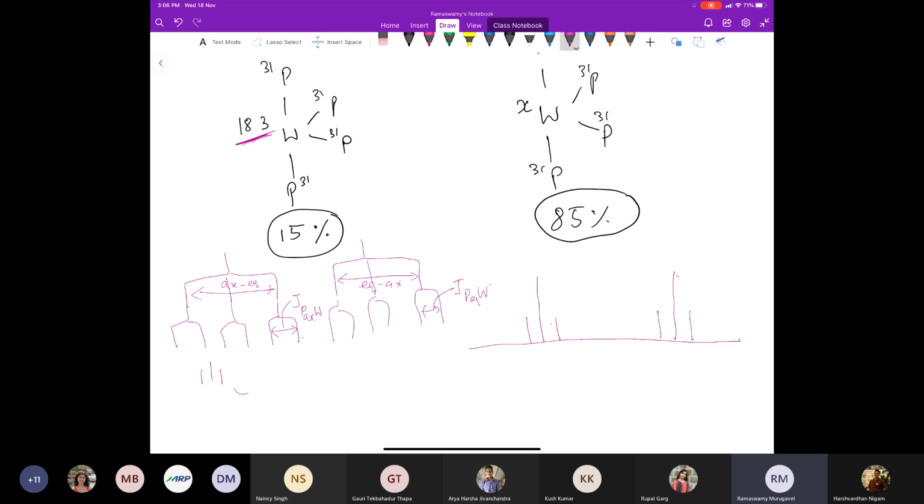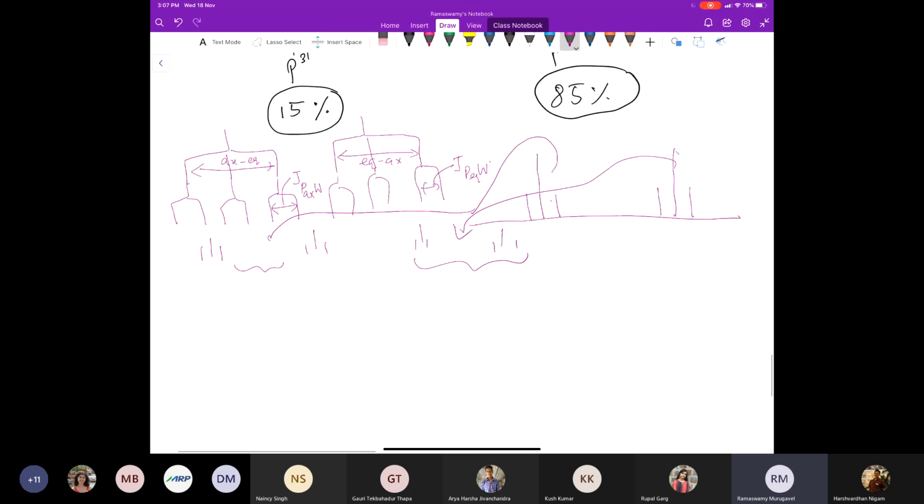This one is in the middle, leave space, leave space. So bring this and put it here, and bring this and put it here. The total spectrum would be. Is this clear now or not?